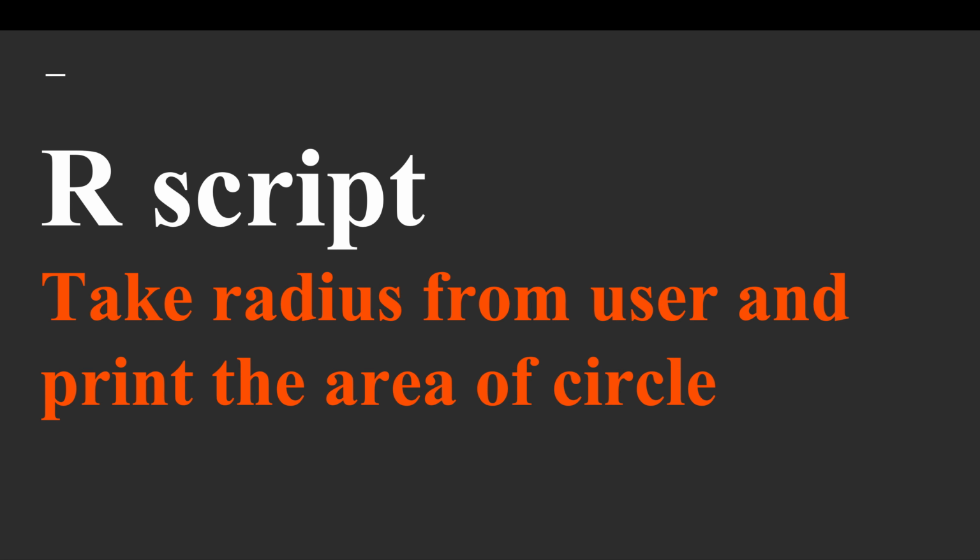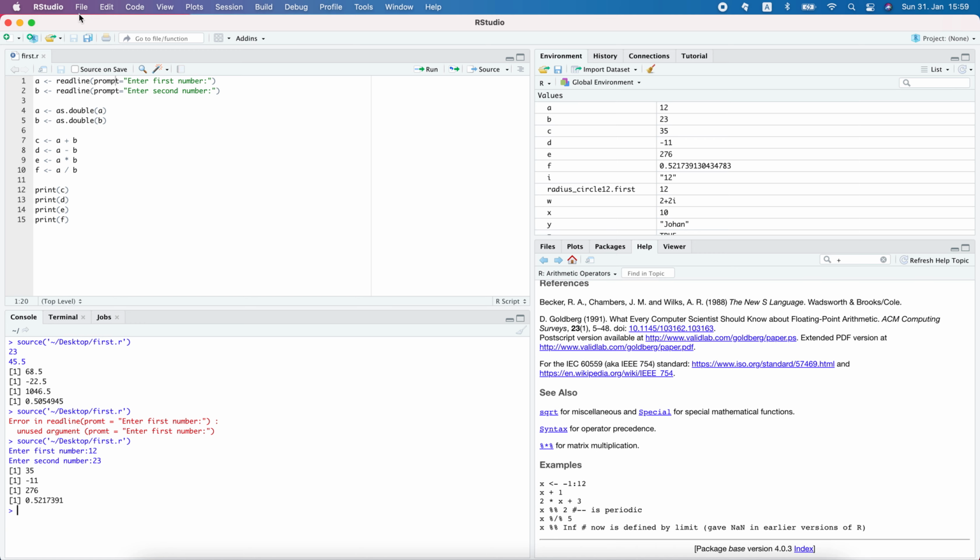This script will take a number from the user as the radius of a circle, and then it will print the area of the circle. So just move to our RStudio. We will create a new script. Let's create one variable, specify the radius, and then compute the area. The value of pi is already available in R by writing this.